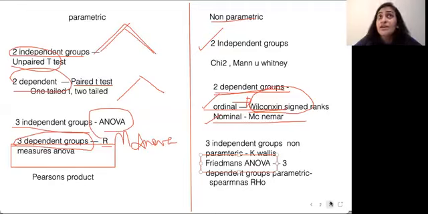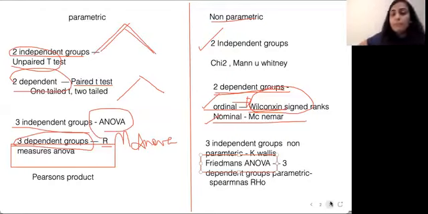Okay. Three dependent groups non-parametric. Friedman's ANOVA. Very good. Two independent groups non-parametric. Until I don't get everyone typing the same answer, I'll keep saying the same thing. Mann-Whitney. Why did I get Wilcoxon? Wilcoxon is going to be dependent. Who said Kruskal-Wallis? That's going to be three.